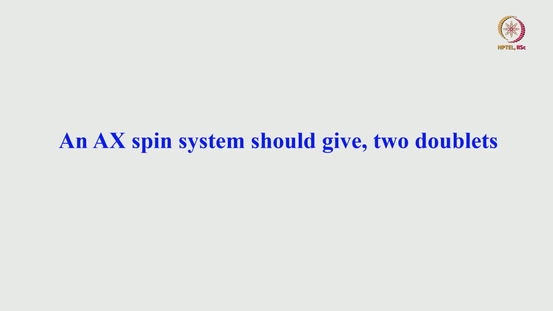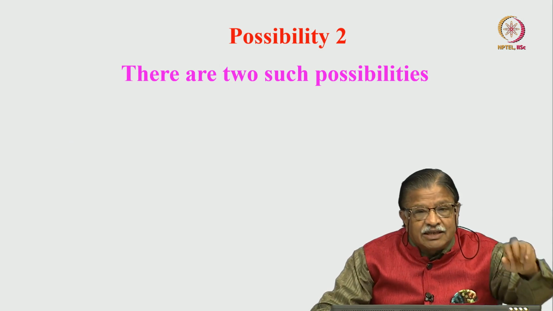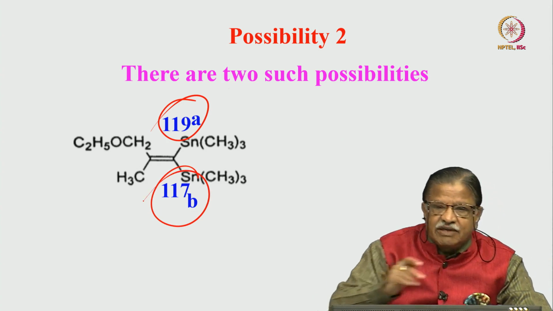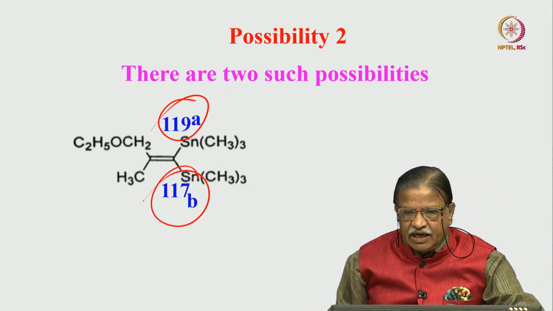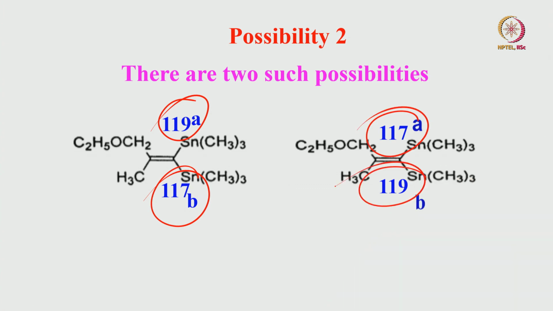Where, let us see, AX spin system should give 2 doublets, doublet for A and doublet for X. Okay. In this possibility, there are 2 such possibilities like this. This is 119, this is 117, possible. That is one molecule. Other molecule, this is 117, this is 119. That is also possible.